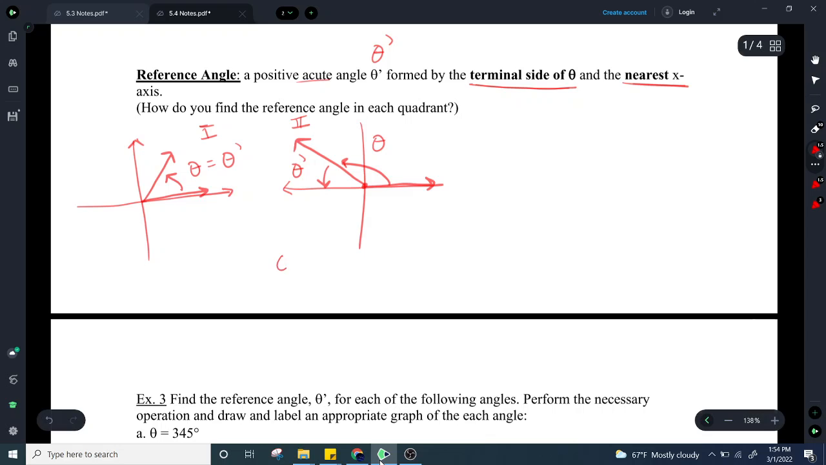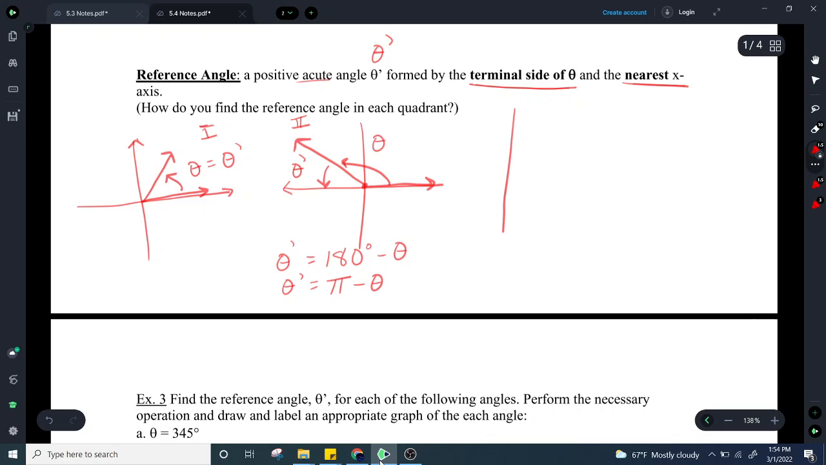So if we're working in degrees, then we would just do 180 minus the original theta. If we're working in radians, that would be pi, right? Pi minus theta. All right, so theta prime, if you're in the second quadrant, you're going to subtract it from pi or 180, whichever one you're working with.